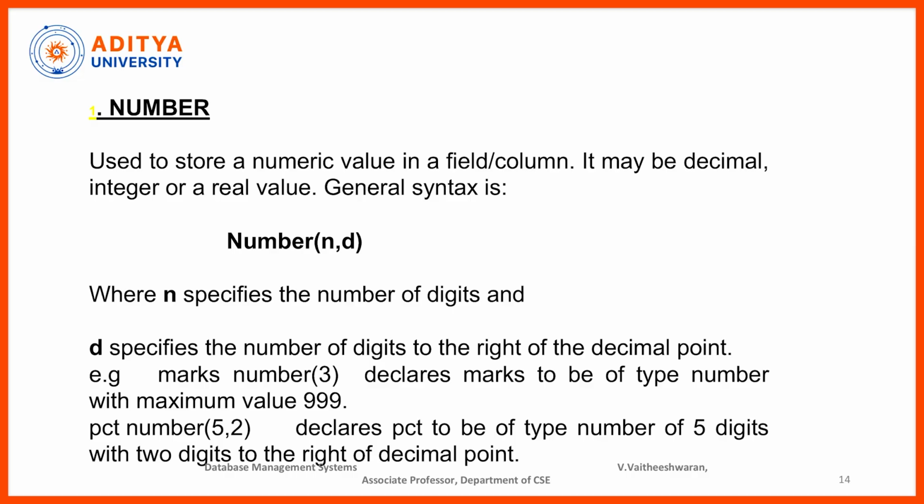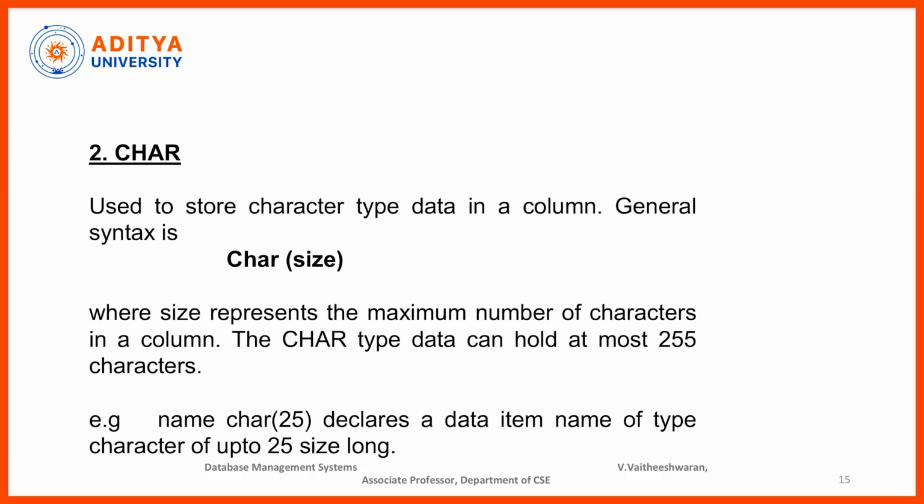PCT number(5,2). It declares PCT to be a number of 5 digits with 2 digits on the right side of the decimal point. Second one is char. It is used to store the character type of data in a column. General syntax is char(size), where size represents the maximum number of characters in a column. The char data type can hold at most 255 characters.